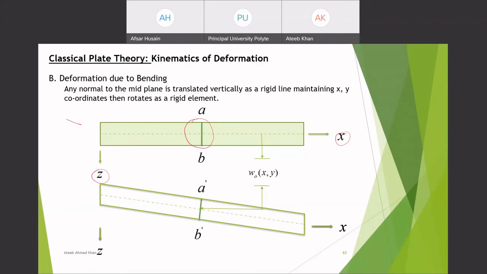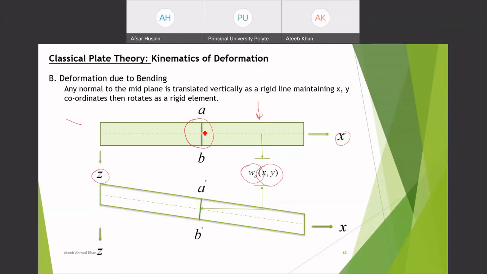Now, any normal to the midplane is translated vertically as a rigid line maintaining xy coordinate. It will move down as a rigid line. So suppose I am applying some load in the positive z direction, what will happen? Basically, this deformation will be in two steps. The first one will be that this transverse normal will move down by a magnitude w naught, which is again dependent upon x and y coordinate, and there will be a rotation of the transverse normal.